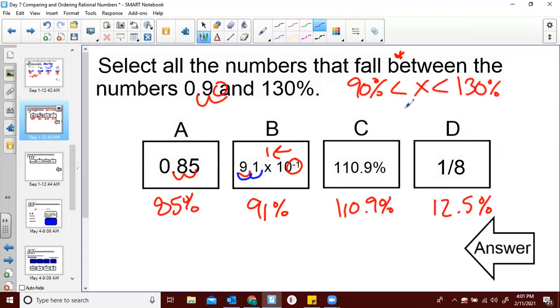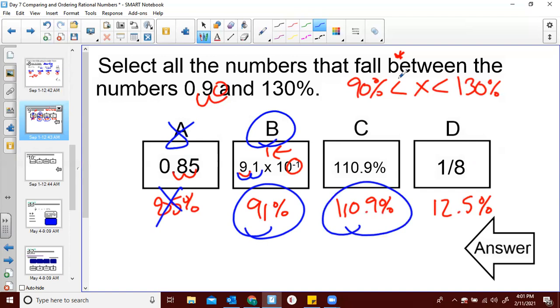All right, so we're looking for numbers that fall between 90 and 130. 85 is definitely smaller than 90, so that's not going to be in between. 91 looks good, right? 91 is greater than 90, but less than 130. 110.9% is greater than 90, less than 130. And 12.5% is certainly less than 90.